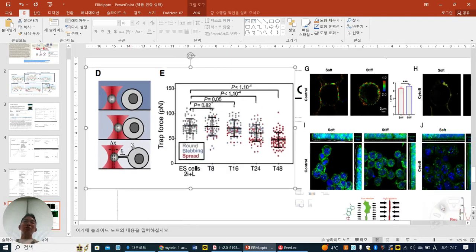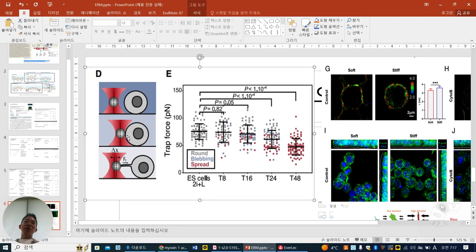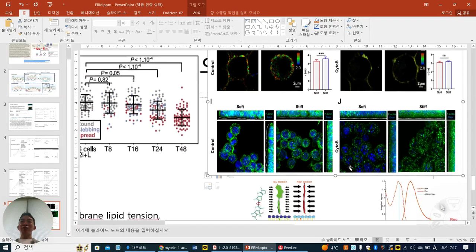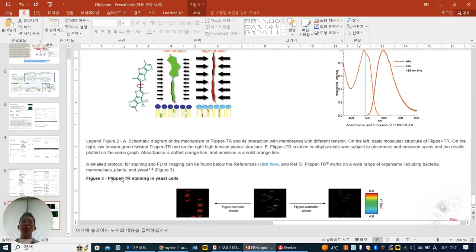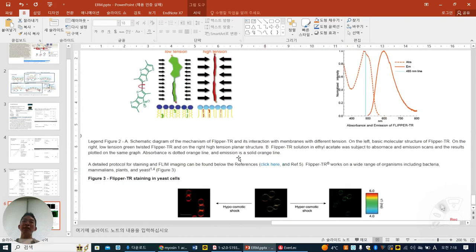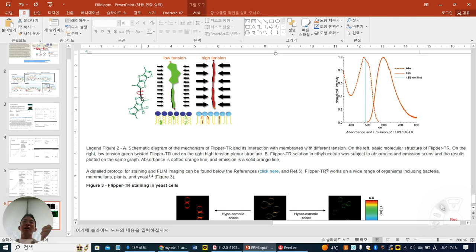This is the one, and when you imagine this situation, this cell membrane and below it, you can imagine some cortical actin and the ERM protein and other membrane-actin linking protein, and then myosin as well. So when you measure the cell membrane tension from this optical tweezer, this measures the total cell membrane tension. But this is another way to measure the cell membrane tension using this dye. This is called Flipper-TR staining dye. So basically, this dye is incorporated between the cell membrane lipids. And then from the membrane tension itself, we can measure the low and high membrane tension.